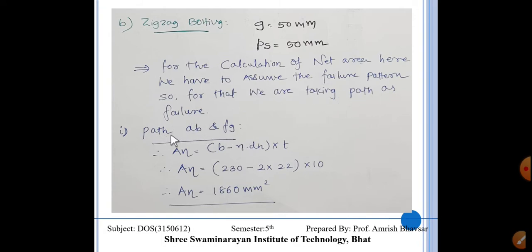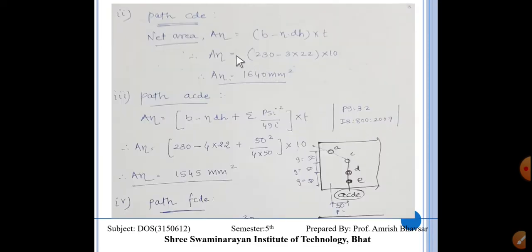So first path, that is AB and FG, it is the 2 vertical bolts of the member. So if there is a vertical failure possibility, we are taking that as a chain bolting. Because it is in a vertical line, the net area is 230 minus 2 times the diameter of hole into 10. So it is 1860 mm².